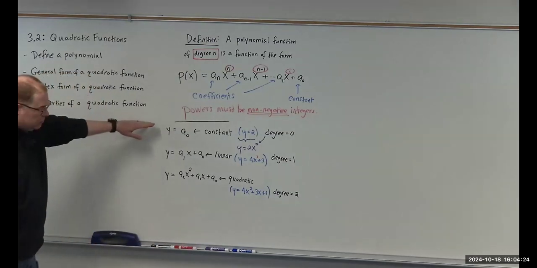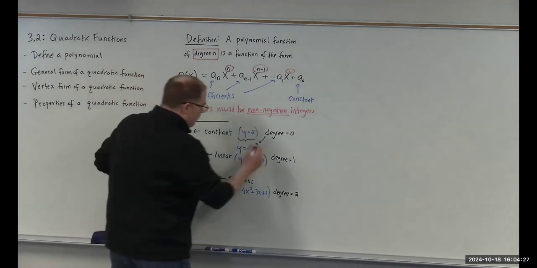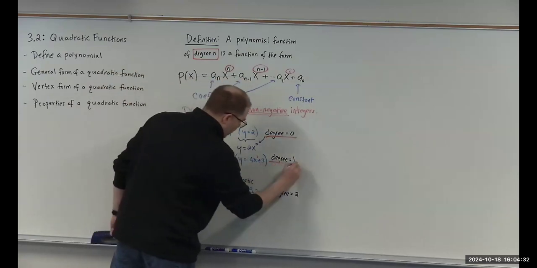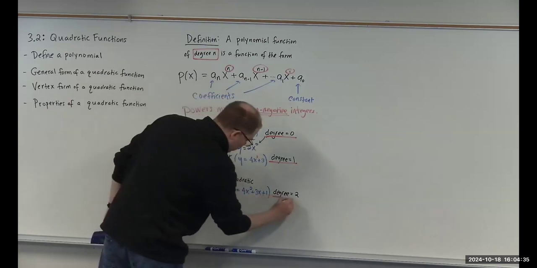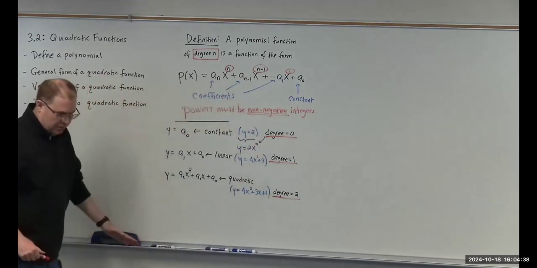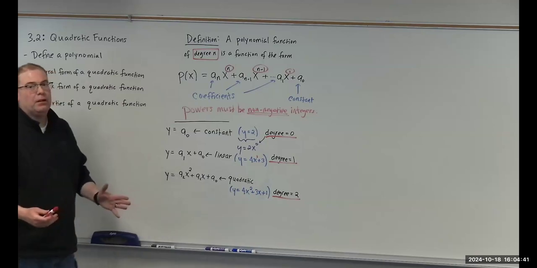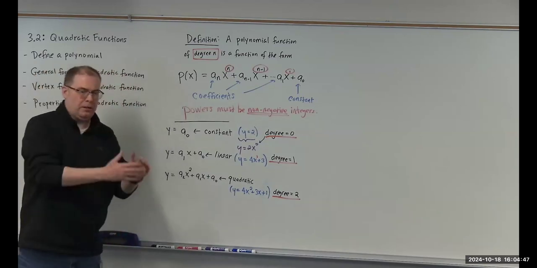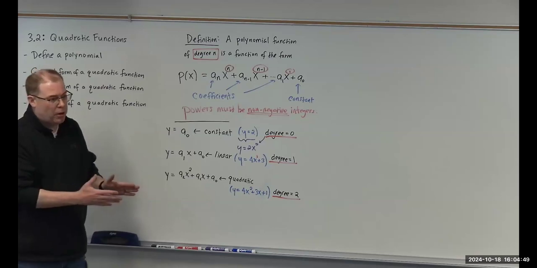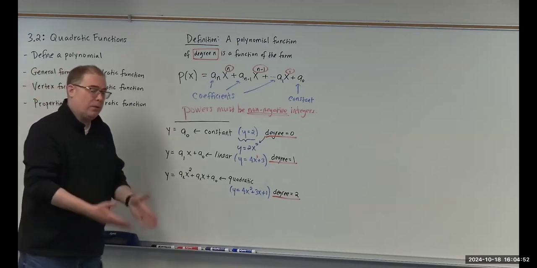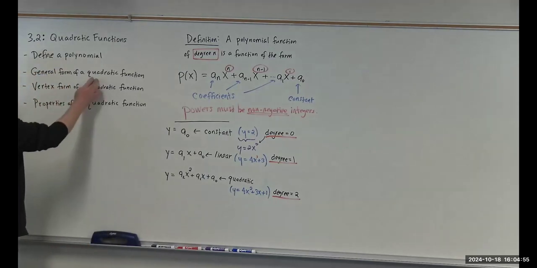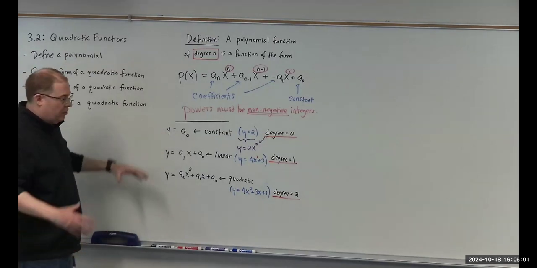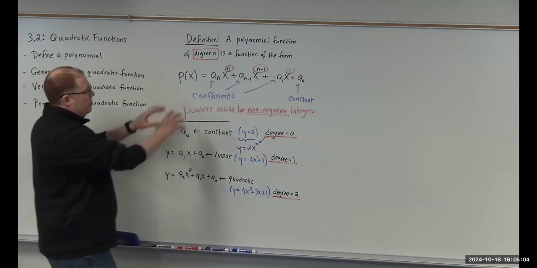All right, so you have constant, degree 0. Constants have degree 0. Linear has degree 1. Quadratic, degree 2. And then there's more of these. For example, what's called a cubic is degree 3, and so on. You get cubic, and you get quartic, which is degree 4, and then quintic, which is degree 5, and so on. Like I said, we're going to focus on just the quadratics for now. But all these are polynomials. They're all put together into this definition here.